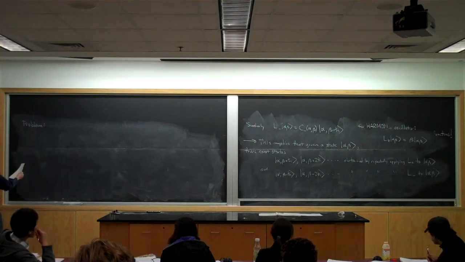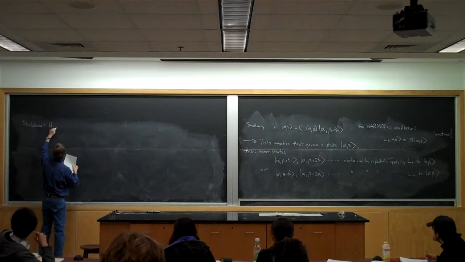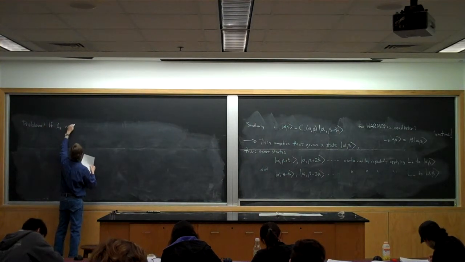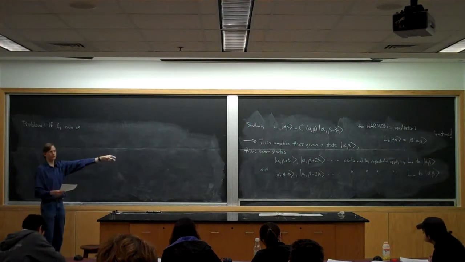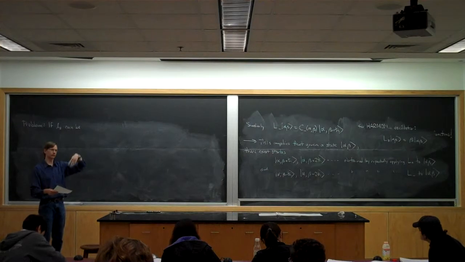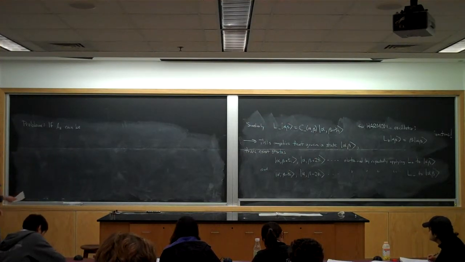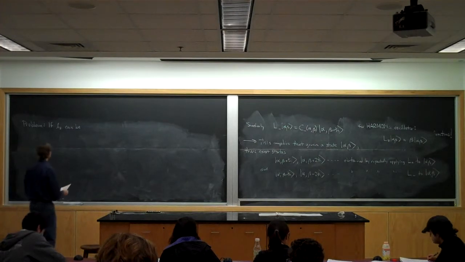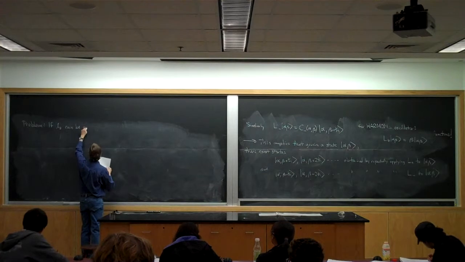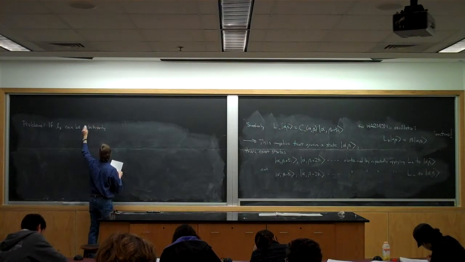Okay, so, problem. Can LZ be arbitrarily large or small? Because at first it looks like we can do that. Just keep hitting it with L plus, L plus, L plus. Hit it a million times, and we've increased LZ by a million H bar. Hit it with L minus a million times, and LZ is decreased by a million H bar. If LZ can be arbitrarily large or small, that would lead to something interesting.